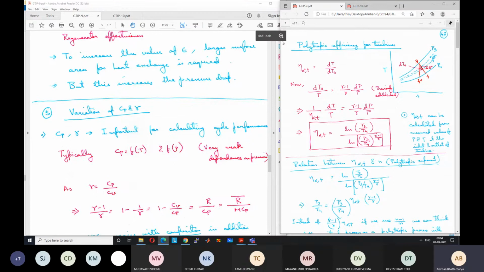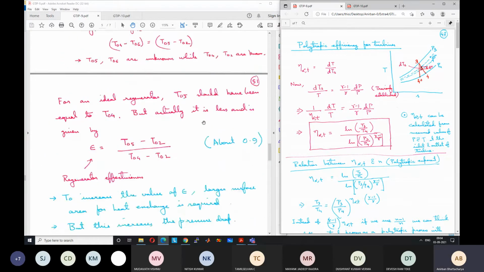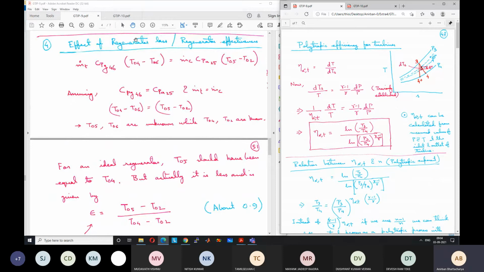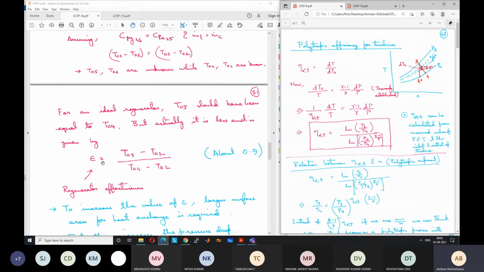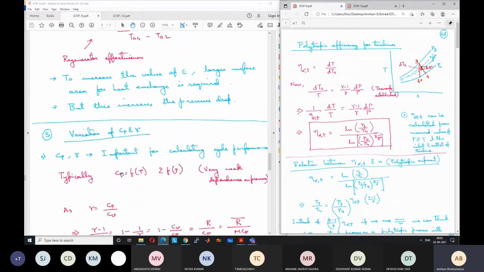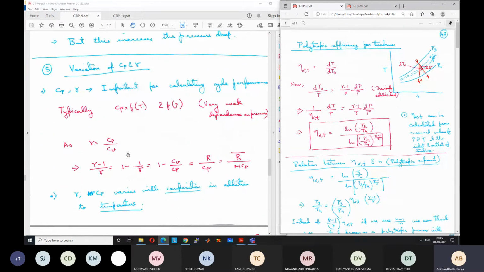Then we have seen briefly how to take pressure losses into account, pressure losses that occur in the regenerator and also in the combustion chamber. And we have also seen how to incorporate the fact that the regenerator also is not 100% effective, using a regenerator effectiveness parameter. A few more things we need to discuss.